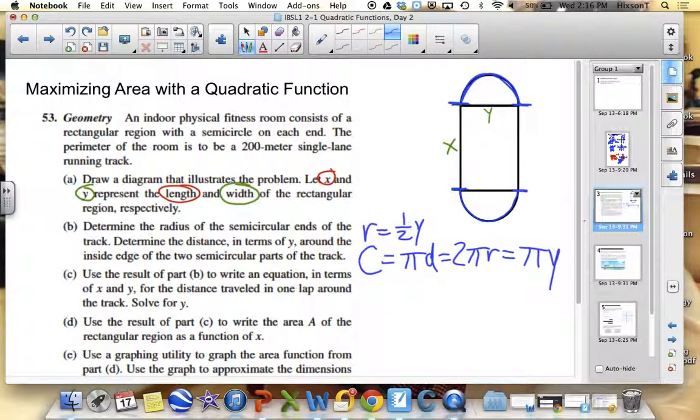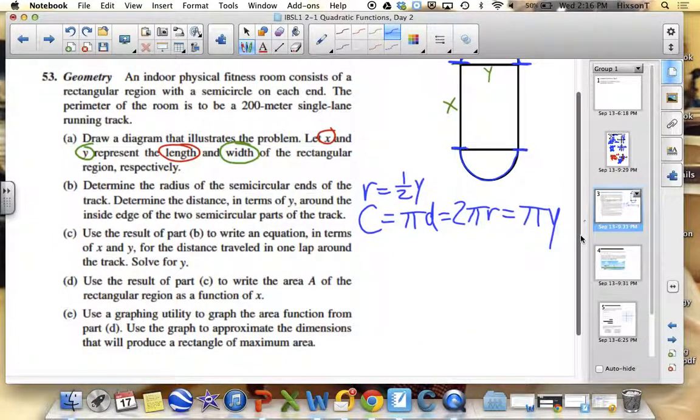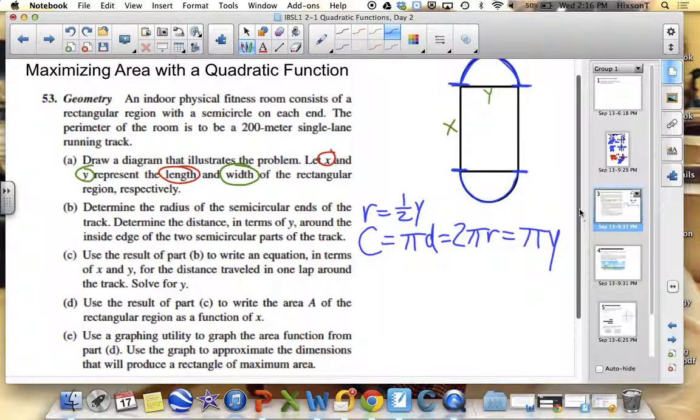So, now I want you to try C, D, and E. You guys already have your partners, but go ahead and try C, D, and E together. We've set up the problem, we've gotten you this far. We're using this to help us write an equation in terms of x and y for the whole distance around the track.